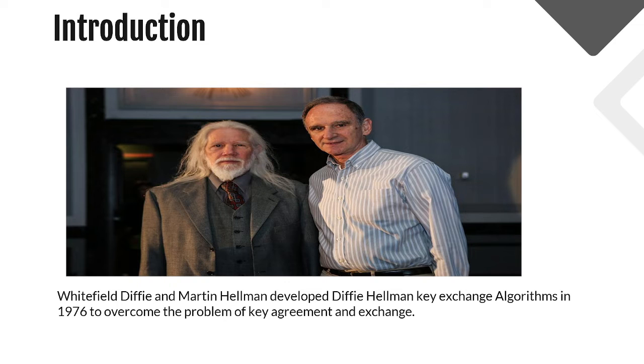Now, introduction. We can see a photo of Whitfield Diffie and Martin Hellman. These two people developed the Diffie-Hellman key exchange algorithm in 1976 to overcome the problem of key agreement and exchange. In this algorithm, two parties can agree on a symmetric key using this technique. This can be used for encryption and decryption. This algorithm can be used only for key agreement, but not for encryption or decryption. It is based on mathematical principles.